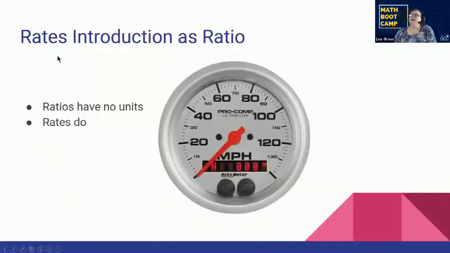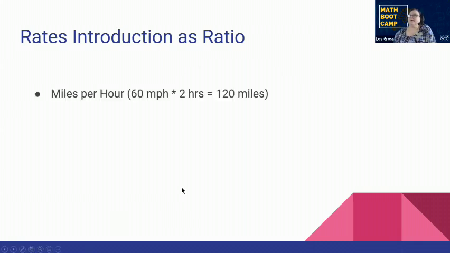Okay. The big thing between a rate and a ratio is ratios do not have any units. If I say 2 to 3, that's a ratio, but you notice there's no units on it. Whereas rates have units. Let's talk about some common rates that we know about.